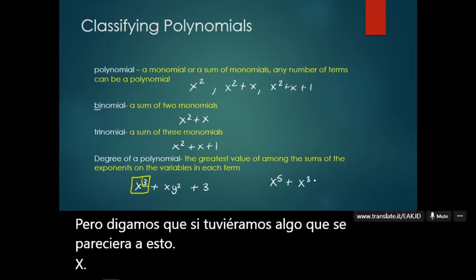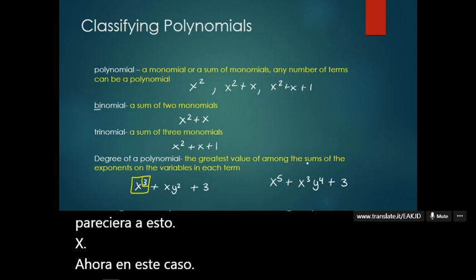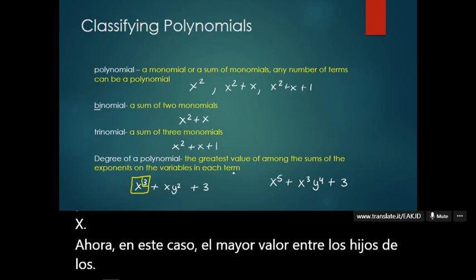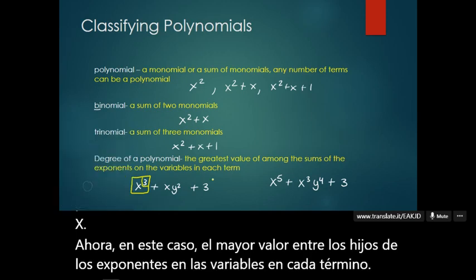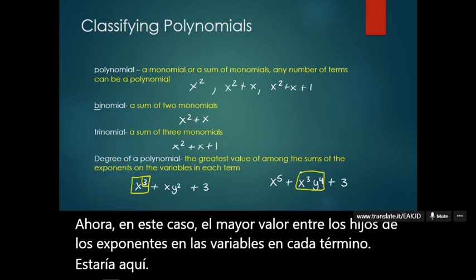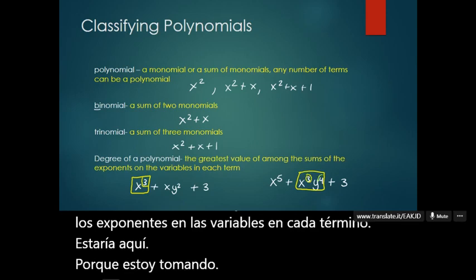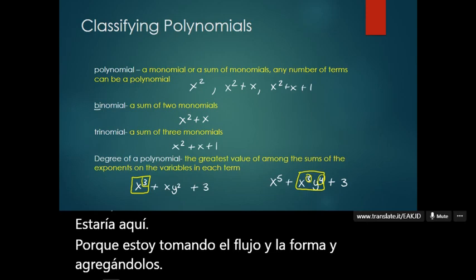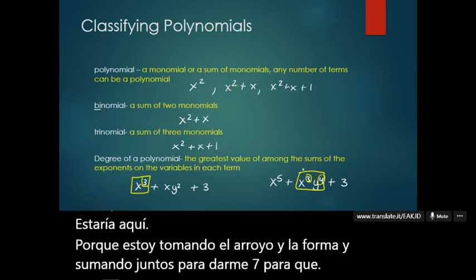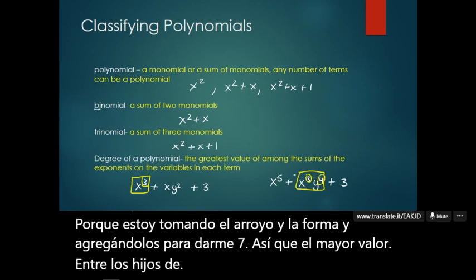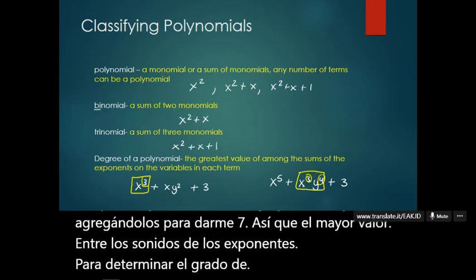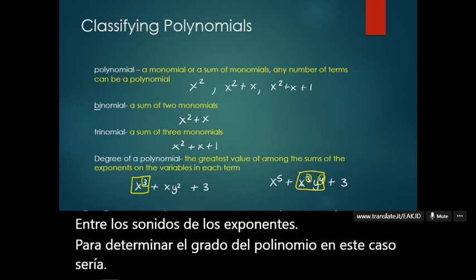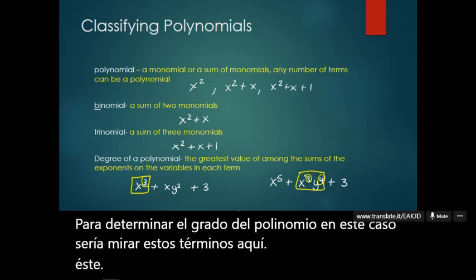x. Now in this case, the greatest value among the sums of the exponents in the variables in each term would be here. Because I'm taking the 3 and the 4 and adding them together to give me 7. So the greatest value among the sums of the exponents to determine the degree of the polynomial in this case would be looking at these terms here. This would be a degree polynomial of 3 plus 4, which makes it 7.